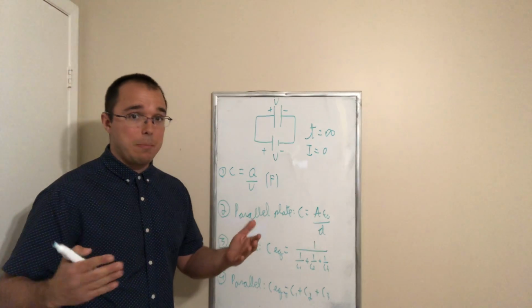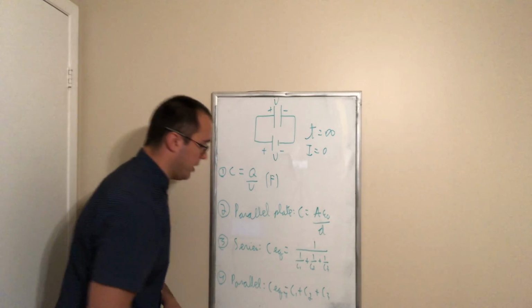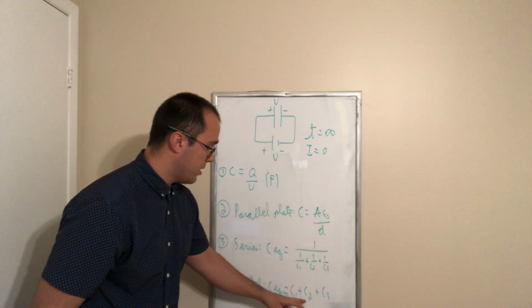We can also do the same thing when the capacitors are in parallel. When they are in parallel, they add up to each other, all right? So the equivalent capacitance is C1 plus C2 plus C3.